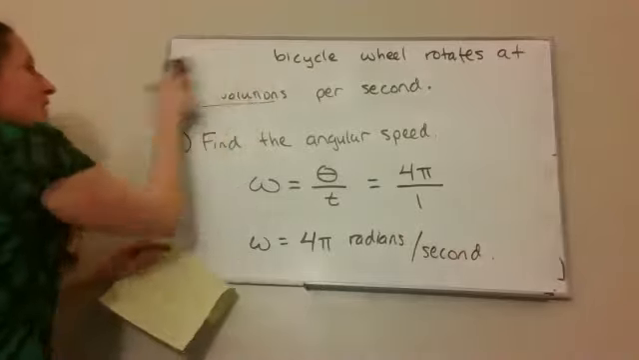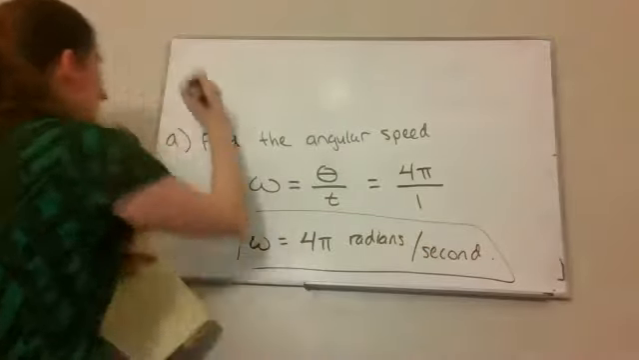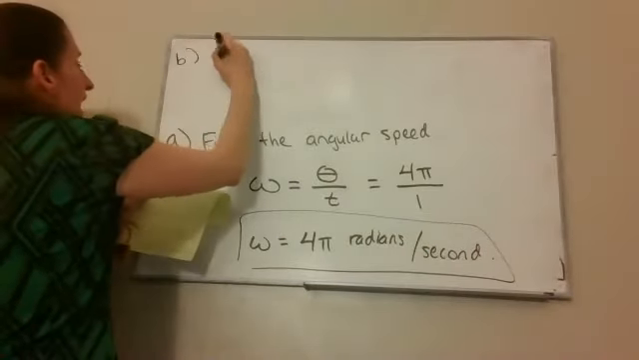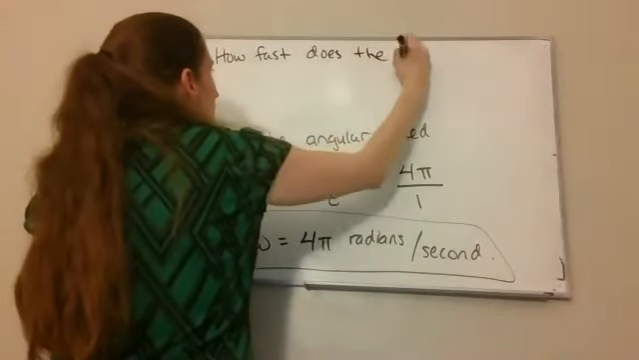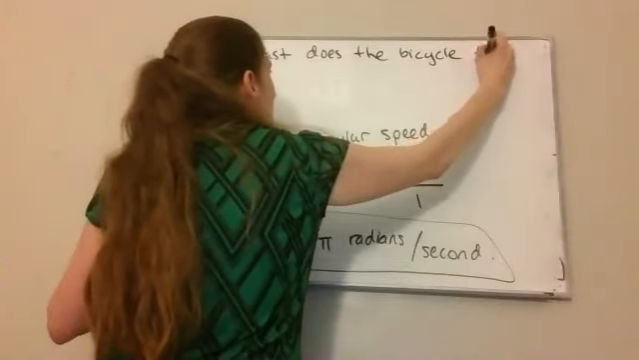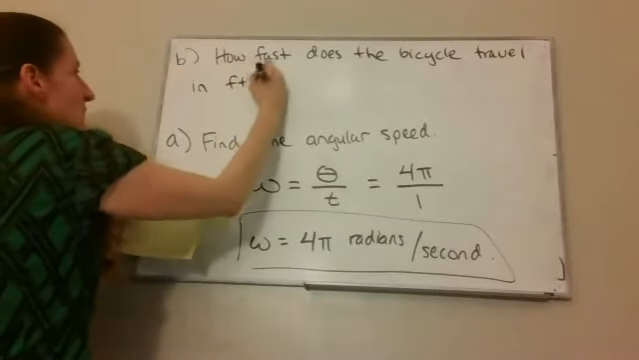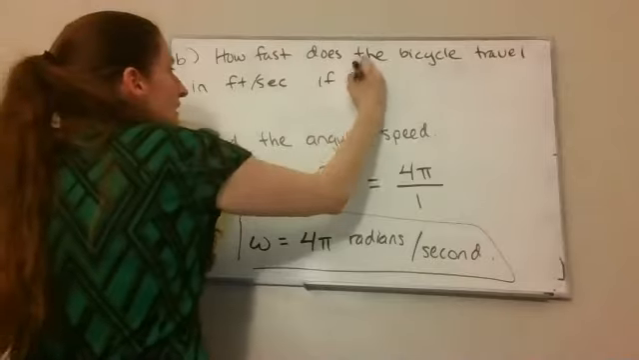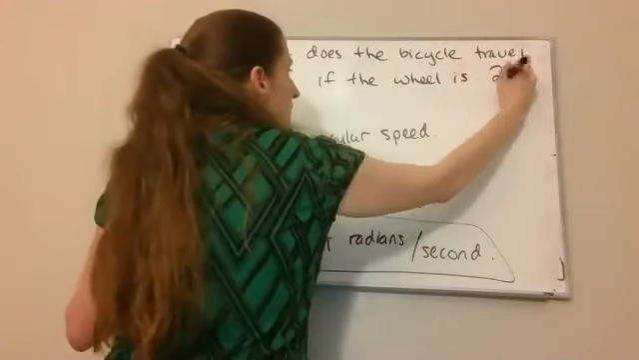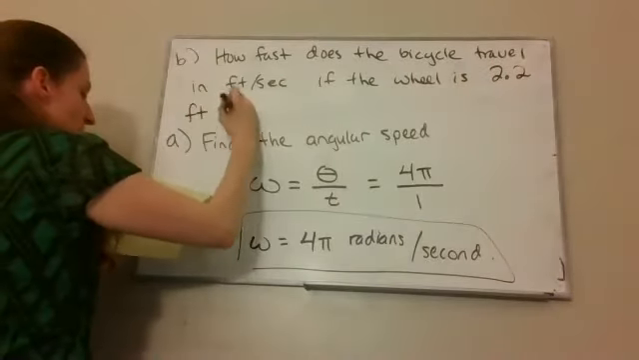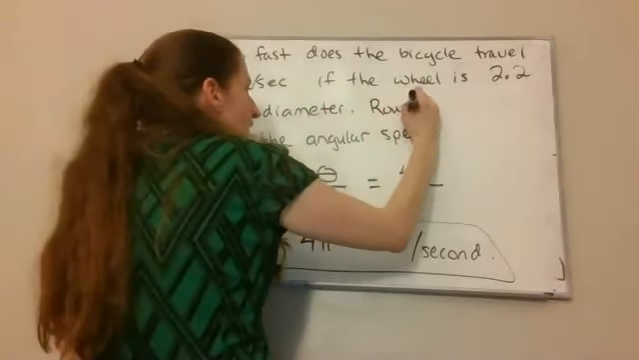Now for part B, how fast does the bicycle travel in feet per second if the wheel is 2.2 feet in diameter? Round to the nearest tenth.